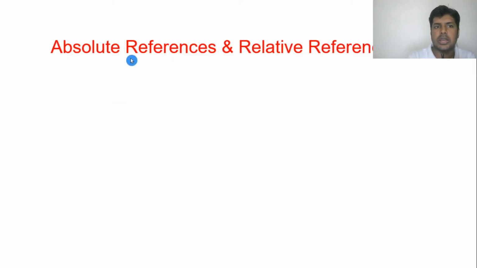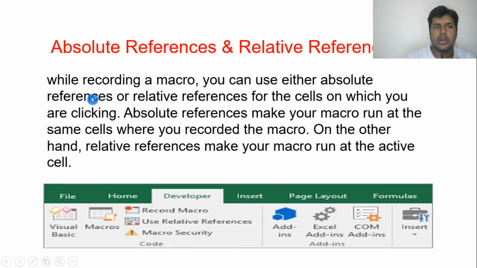Next, what is absolute reference and relative reference, and how can we use them in a macro? Let us see. While recording a macro, you can either use absolute reference or relative reference. By default it will be absolute reference. Absolute reference makes your macro run at the same cell where you recorded the macro. On the other hand, relative reference will make the macro run from the active cell. Let me show you the difference.